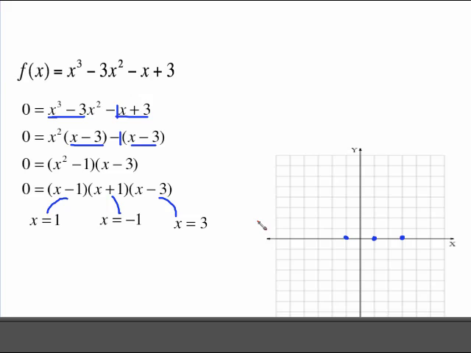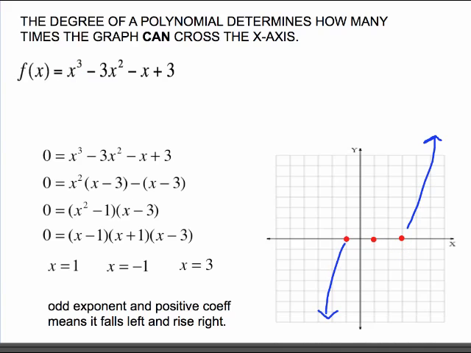But there's something else we know, and that is the end behavior that we talked about in the previous video. Look at this. This has got an odd power with a positive coefficient. Odd power, positive coefficient, falls left and rises right. So we know what happens at the ends. We just got to figure out what's happening in between here.